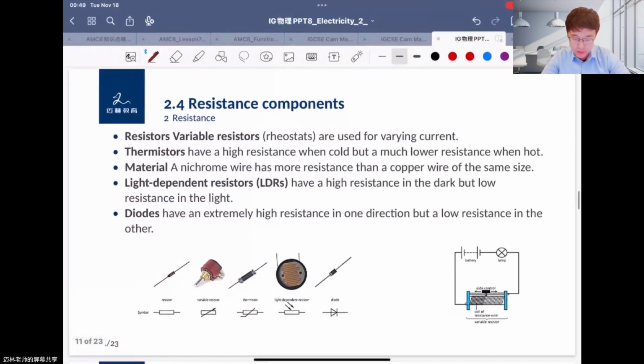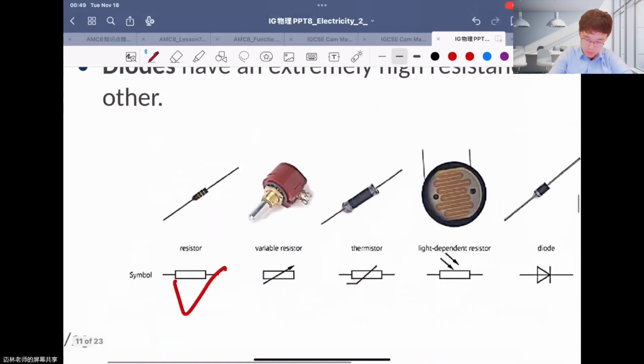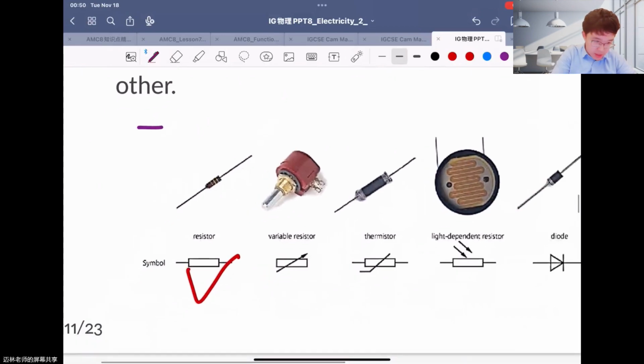And here are also some resistant components I want to introduce to you. Like here, the first part is the resistors, or you can also call variable resistors. So here is a resistor. The resistor symbol is like this, let's zoom in on this part. Here, the resistor is like this way. Okay, just a rectangle in the wire, right?